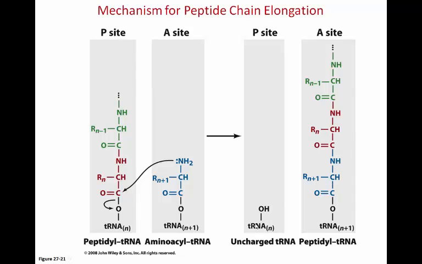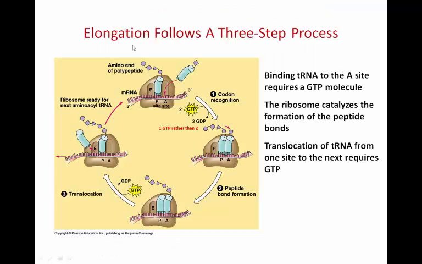Now the tRNA that was in the P site no longer has a peptide or an amino acid on it, and it's going to dissociate. So we go from a peptidyl tRNA and aminoacyl tRNA to an uncharged tRNA and a peptidyl tRNA. So that's basically the mechanism, and then we're going to move the ribosome. So elongation follows a three-step process.